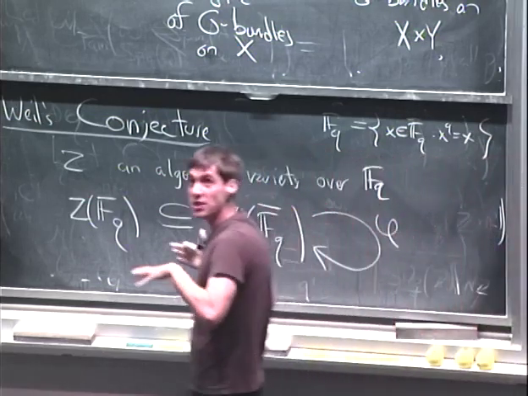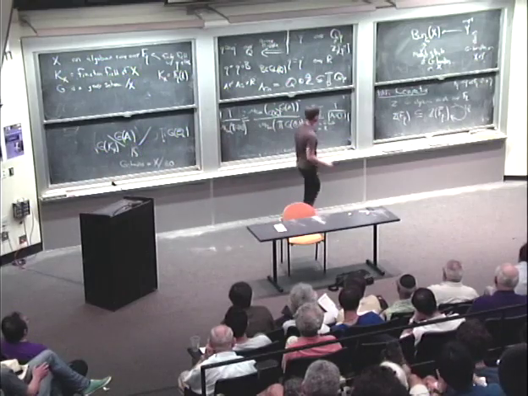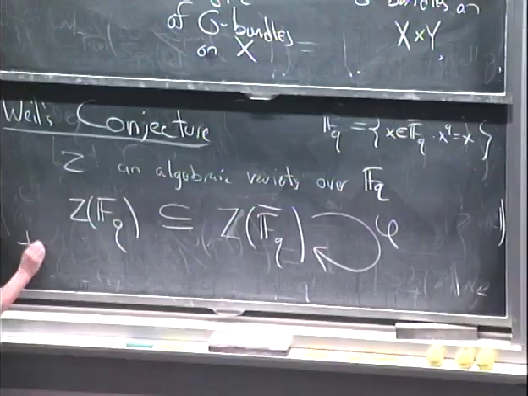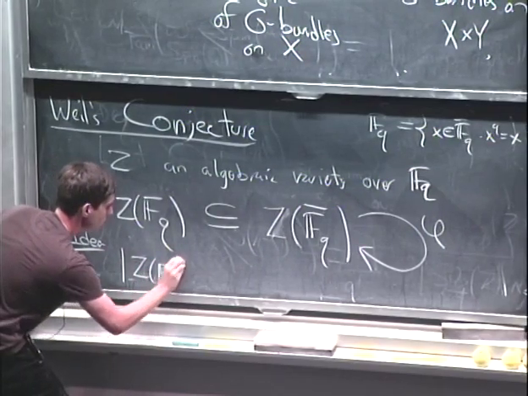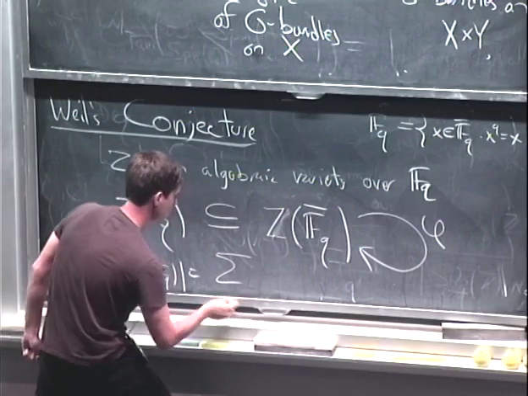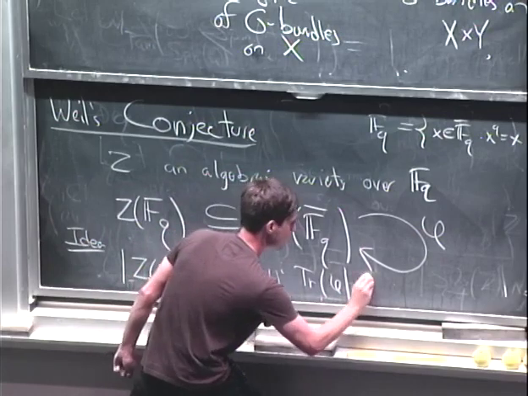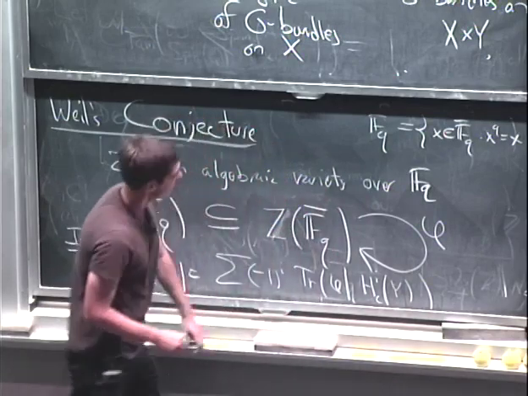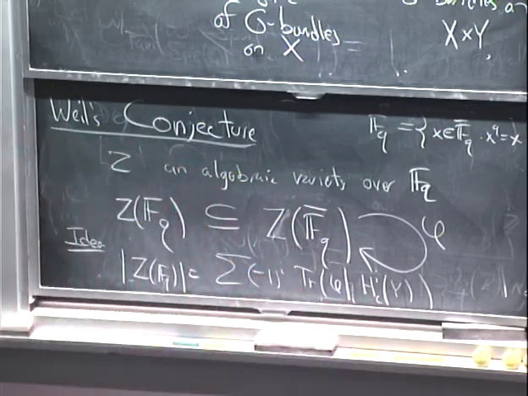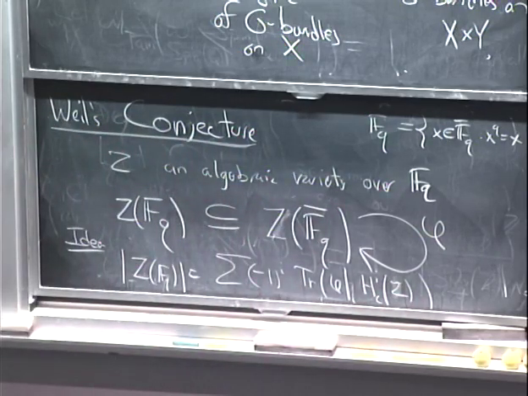And Weil's idea is, well, you ought to be able to figure out the number of fixed points by applying the Lefschetz fixed point formula. So the idea is that the size of this set, Z(F_q), should be given by some kind of alternating sum of (-1)^i times the trace of Frobenius on the ith cohomology group of Z. If Z is non-compact, we should use compactly supported cohomology.